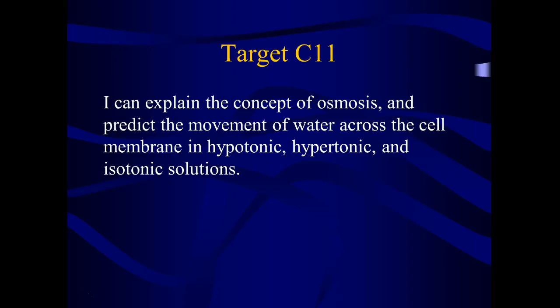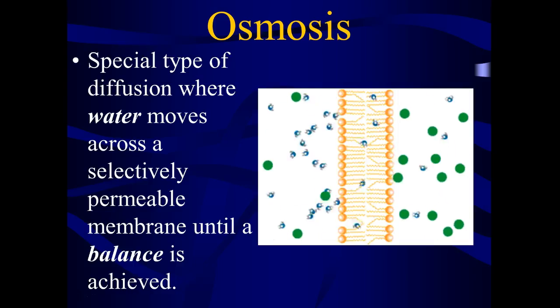Target C11 says that you should be able to explain the concept or the idea of osmosis and then predict the movement of water across the cell membrane in three different kinds of solutions: hypotonic, hypertonic, and isotonic. And we'll go over those one at a time.